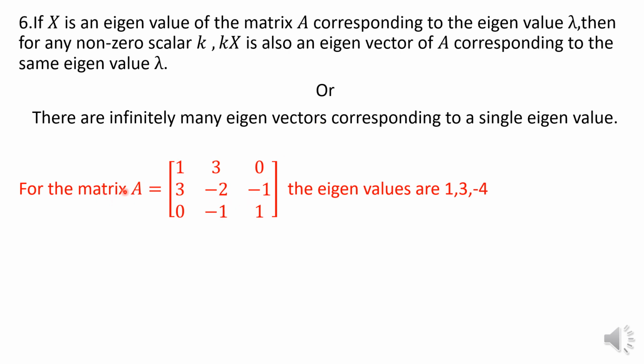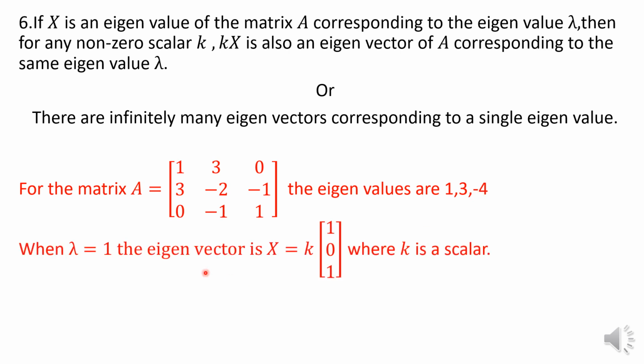See, the matrix A is like this. We have determined the eigenvalues of this as 1, 3, minus 4. We have solved this long back. Look at your notes. You see, the eigenvalues of this matrix are 1, 3, minus 4. Now, when eigenvalue lambda is equal to 1, we have determined eigenvector x as k, 0, k. Taking k common, we get k into 1, 0, 1, where k is a scalar. This is the eigenvector corresponding to lambda equal to 1.